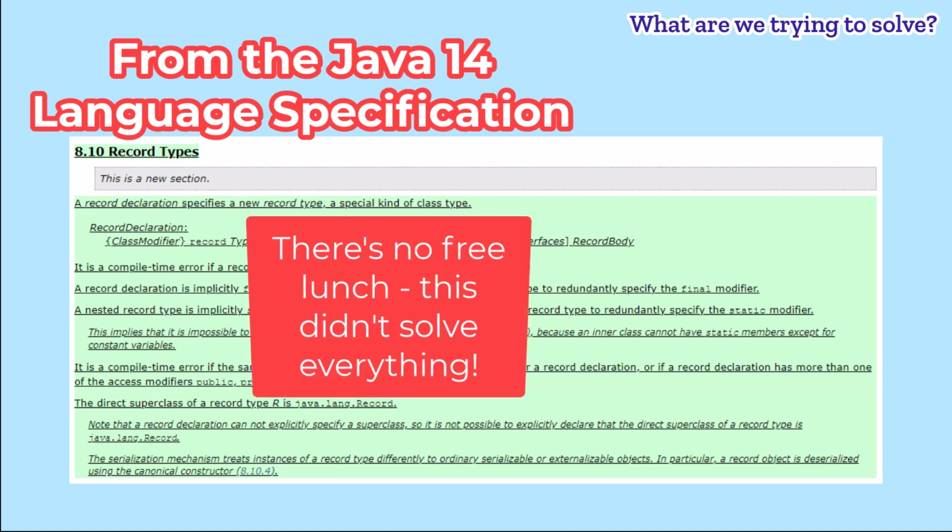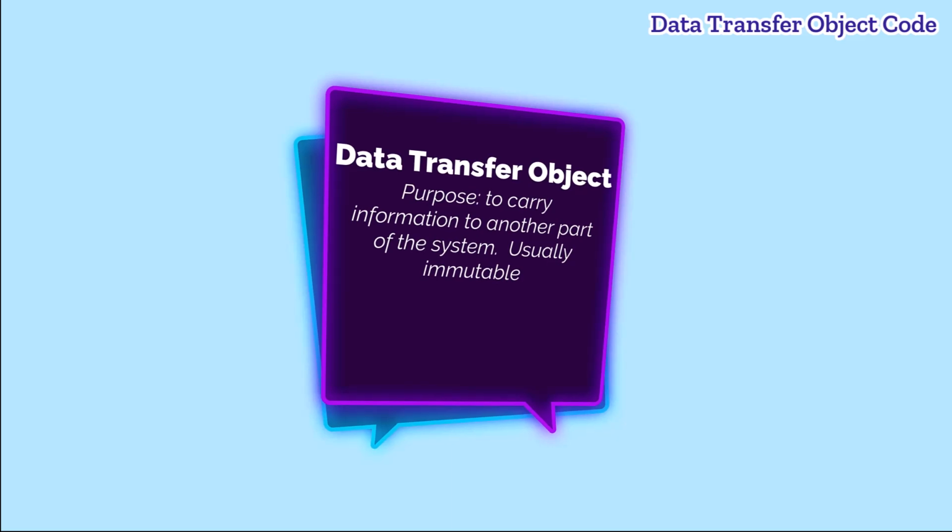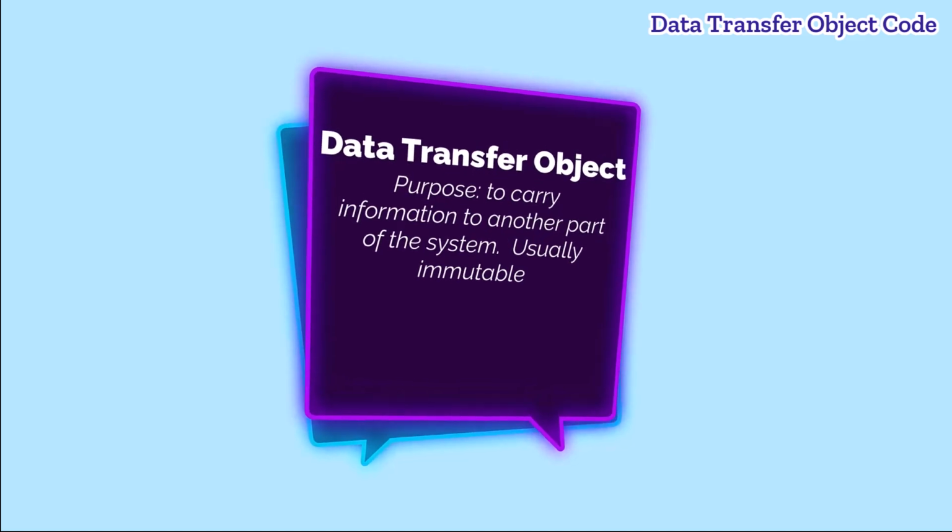However, there's still a lot of subtleties that you have to pay attention to in order to achieve real immutability. A data transfer object is an object whose purpose is to store information that's being handed from one class to another, or being serialized across a connection between machines. Most of the time, we need these data transfer objects to be immutable.